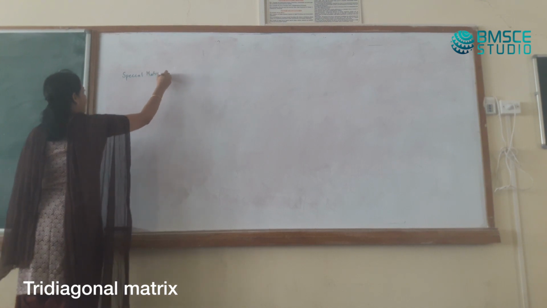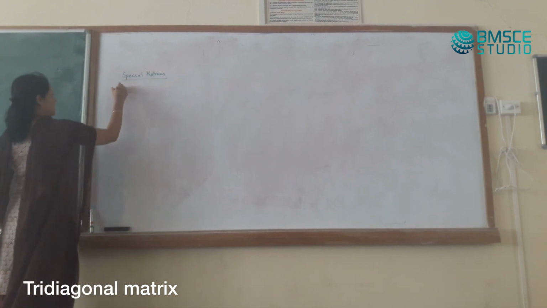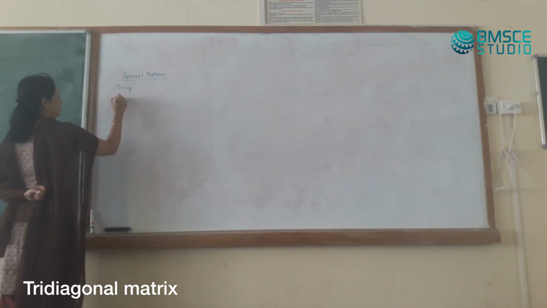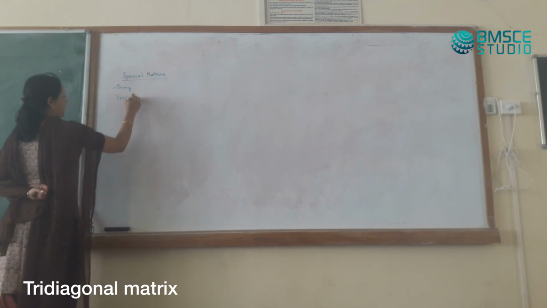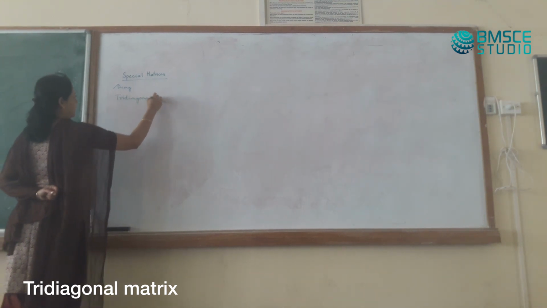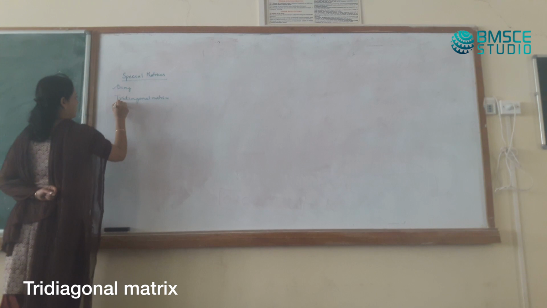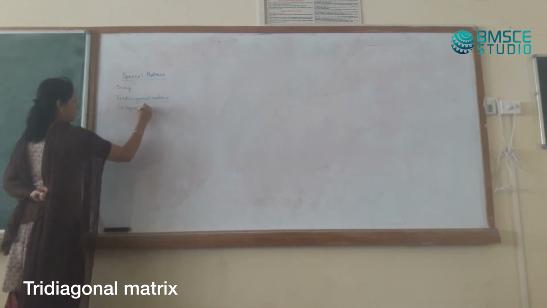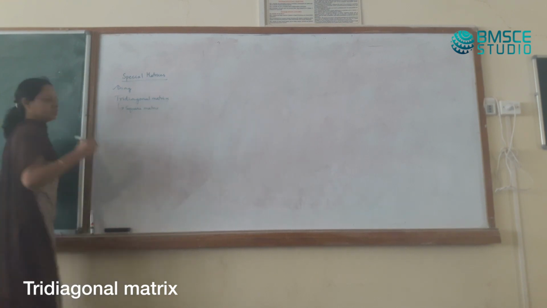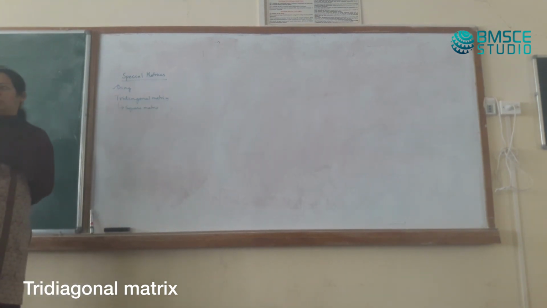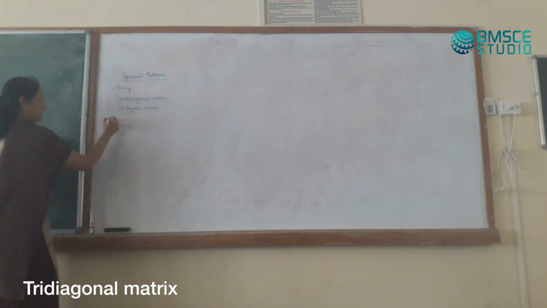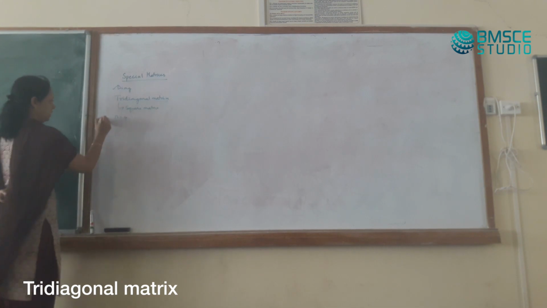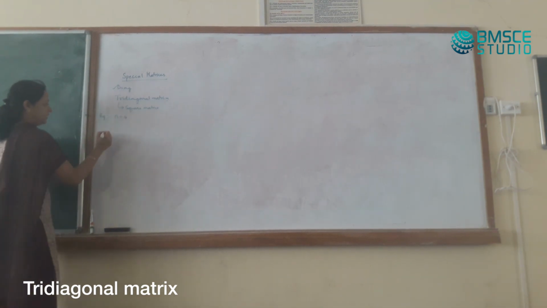Dimension matrices, we finished discussion on diagonal matrix. We will start with tridiagonal matrix. A tridiagonal matrix is also a square matrix in which the number of rows will be equal to the number of columns. Let's take an example tridiagonal matrix with dimension equal to 4. Let's take one example matrix.